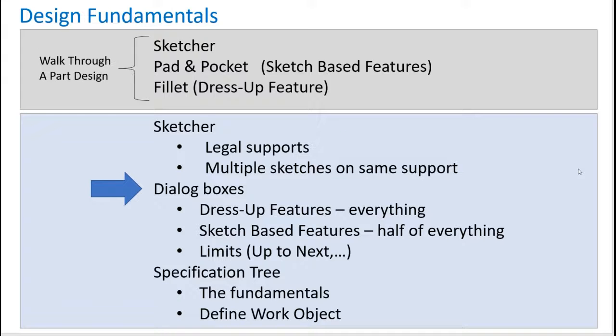Now let's take a more detailed look at the dialog boxes that have been popping up as we've been designing things. We'll take a look at the dialog boxes for sketch-based features and for dress-up features, and we'll understand what we mean by everything and half of everything. Okay, and then after that, we'll take a look at some of the items within these dialog boxes, the limits that are up to next, up to last, mirrors, and things like that.